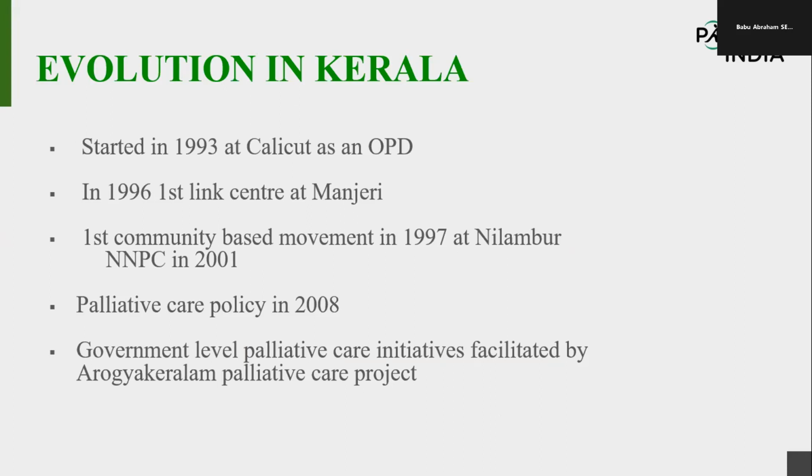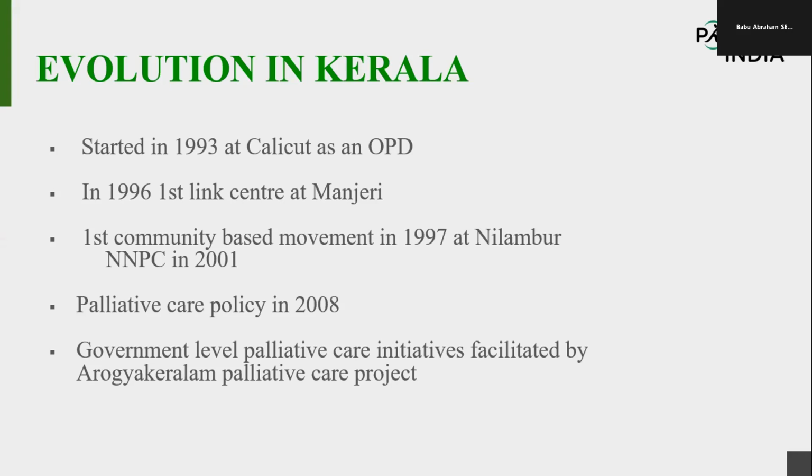Then the community movement started in 1996 as a link center. I'll be explaining what a link center is later, at Manjeri, a part of Kerala. Then there are different movements in Kerala based on certain concepts. The main concept is NNPC, which we'll also see in detail in another slide. In this way, the palliative care movement started officially and spread all over Kerala.